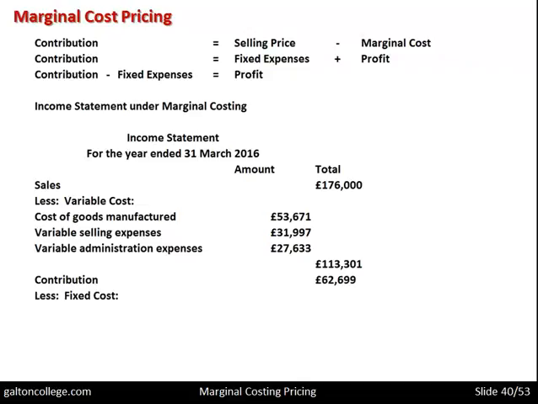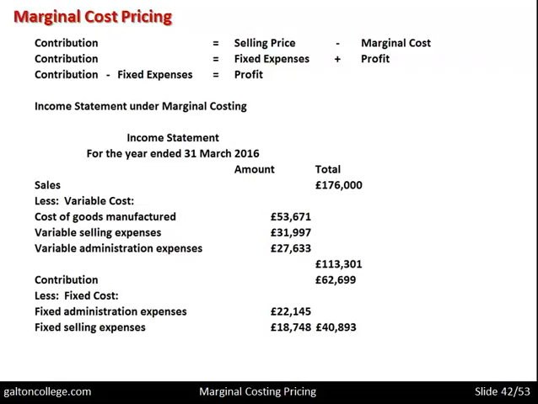Now we take away the fixed costs, the fixed costs of administration and the fixed cost of selling expenses. I'm doing a very simple account here, a very, very simple income statement. I've only got a couple of items in each. In practice there will be many items and it will be much more sophisticated looking, but the logic is the same as I've got on the screen.